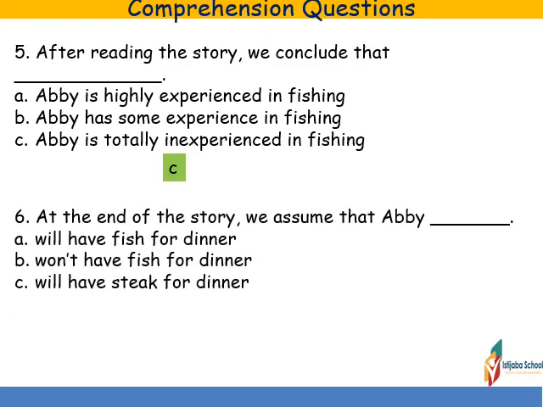At the end of the story, we assume that Abby will A, have fish for dinner; B, won't have fish for dinner; or C, will have steak for dinner. So the correct answer is A.